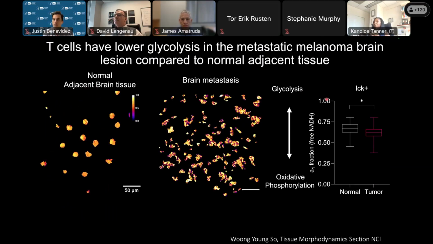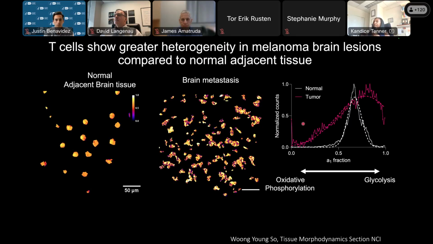On average, what we see is that the T cells found in the normal adjacent brain tissue show a higher rate of glycolysis compared to the T cells found within the brain metastases. Now, if we get into individual profiling, what we observe is that there's a tighter distribution of these cells within the normal adjacent tissue compared to this broad distribution, simply meaning that the T cells within these brain metastatic lesions can occupy different states. Some of them are more glycolytic, some of them are less glycolytic.